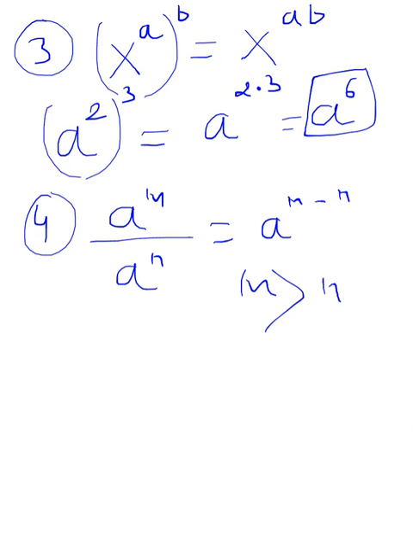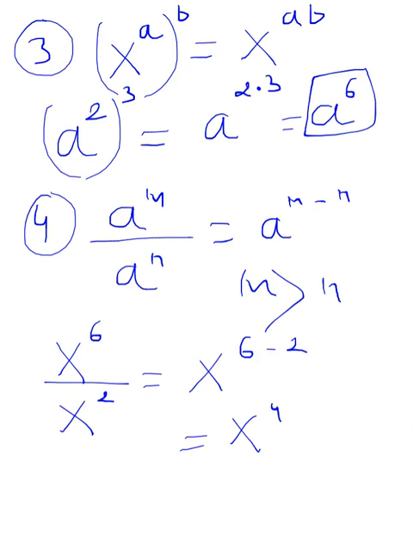Well, let's take an example here. For example, if we have x to the 6 over x to the 2, right? That would be equal to x to the 6 minus 2, and that would be x to the 4.